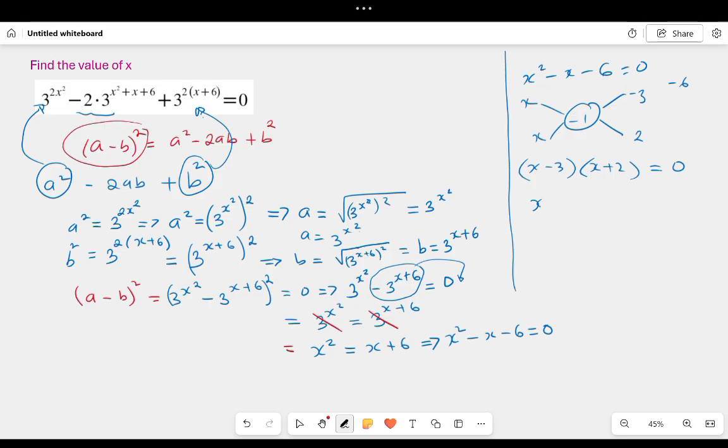Our first solution for x is going to be as a result of x minus 3 is equal to 0. Therefore, our first solution for x will be equal to 3. Now, our next solution will be as a result of x plus 2 is equal to 0. Now, for the second solution, our x is going to be -2. Therefore, our two solutions are x is equal to 3 and x is equal to -2. Those are the two solutions.